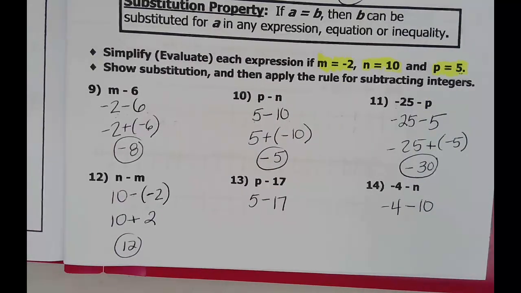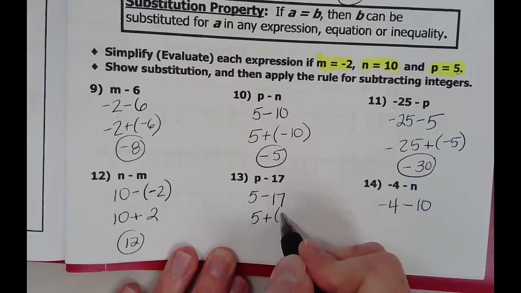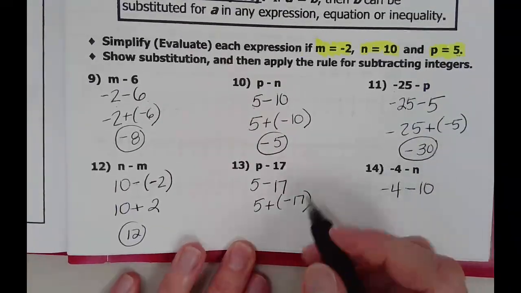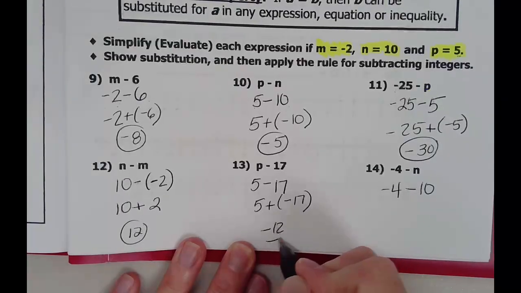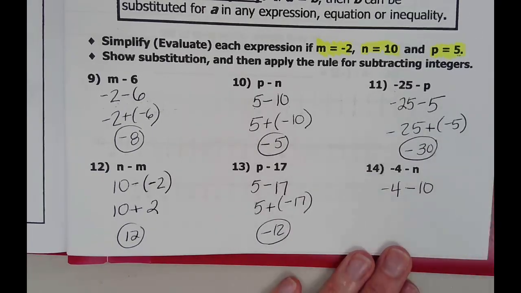How am I going to rewrite 5 minus 17, Natalie? Make sure you put that in parentheses. And if I have 5 and add negative 17, what do I get, Natalie? And for the last one, I have negative 4 minus 10. What am I going to get if I have negative 4 and take away 10? I'm going to rewrite that into what, Addie?